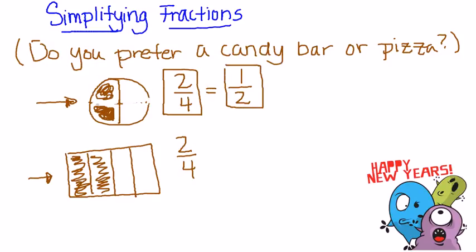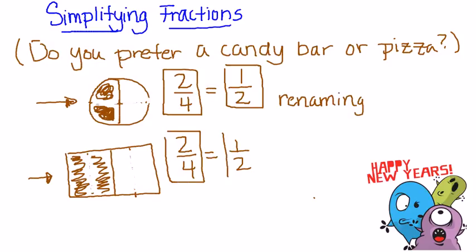You're just simply renaming the fraction. The shaded area does not change. Just like if I did here. Now watch me take away the lines. Hopefully this is showing up on your video. If I take away that line, and I take away that line, what fraction is left? You guessed it, 1/2. So 2/4 is the same as 1/2. The shaded area never changed. What changed was the size of the pizza and the candy bar.